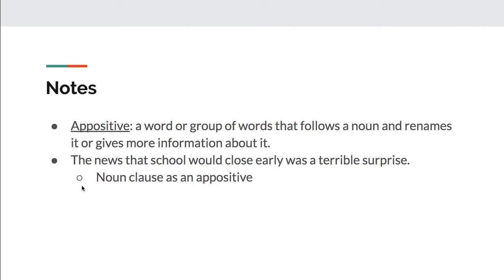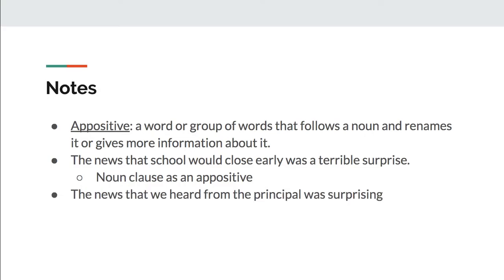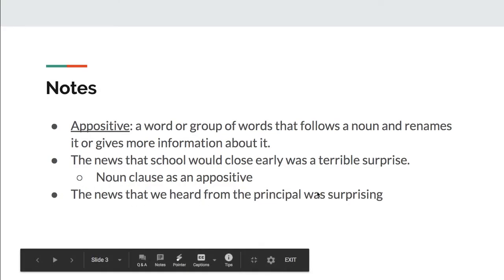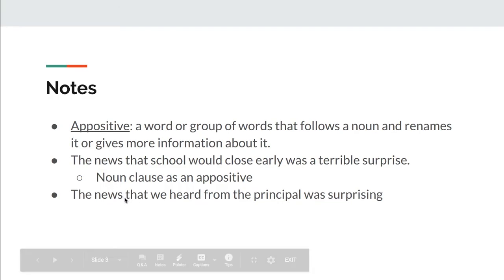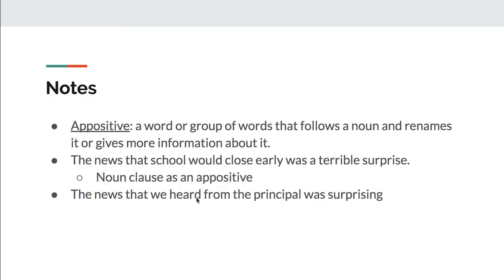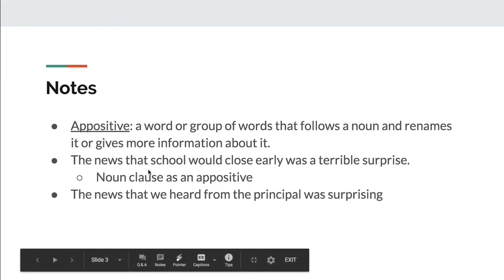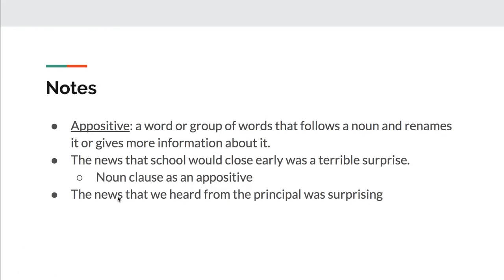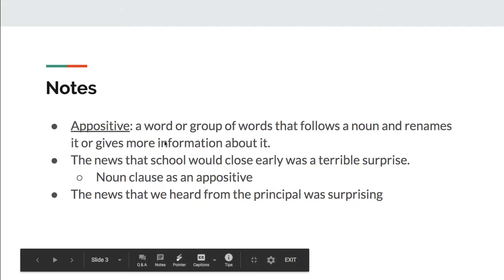But now this is where it gets tricky. Here's another sentence. The news that we heard from the principal was surprising. Sorry, there should be a period here. So again, news is a noun, but this isn't giving us more information about the news. This is being specific about which news. This is the news that we heard from the principal. So this phrase is actually describing the noun news. It's not giving more information, okay?